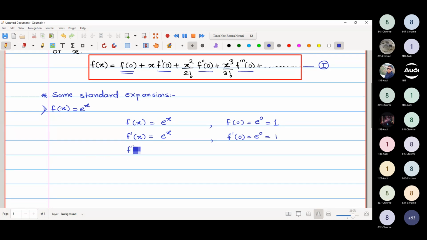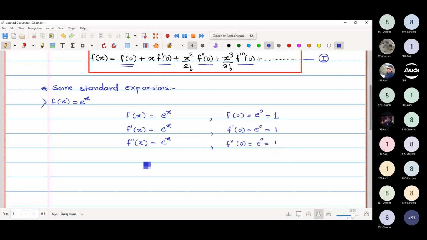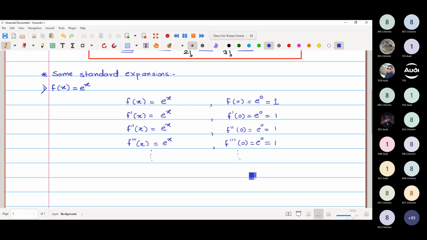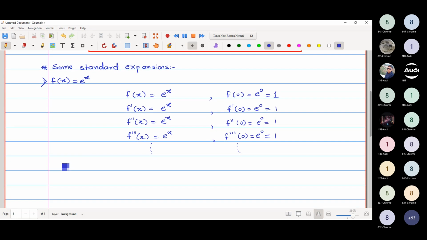However many derivatives you take of this, are you going to get e raised to x only? And similarly, you are going to have all the values at any derivative. Are you going to get 1 only? Right? Even if you take the nth derivative, the value will remain the same. It will be e raised to x only. So it will continue. These derivatives are not going to stop. It will go on.